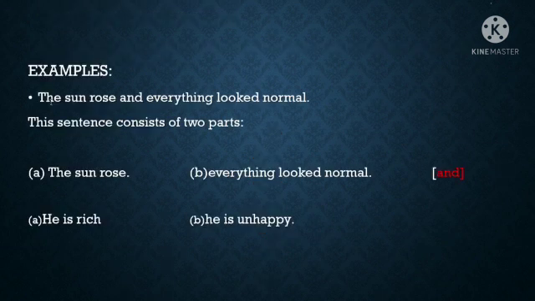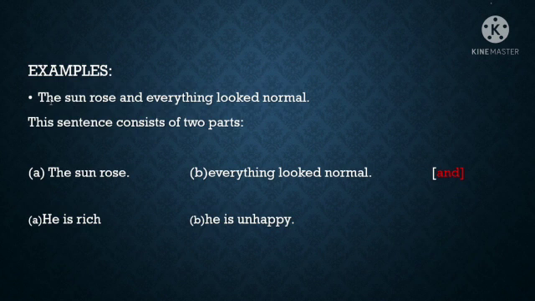See the example. The sun rose and everything looked normal. So this sentence consists of two parts. The sun rose, everything looked normal. Rose and looked are the finite verbs present in this sentence, right? See, these two sentences are connected with the conjunction and. So it is a compound sentence.